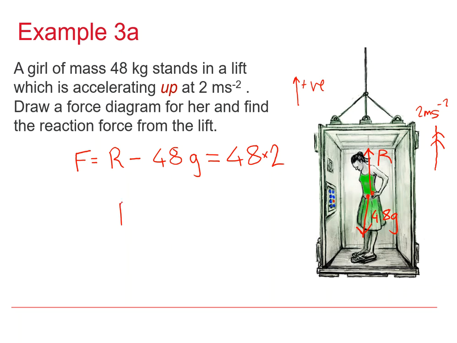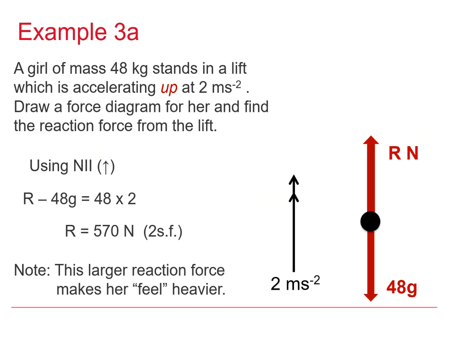So if I rearrange that, I'll see that R is equal to 48g plus 48 times 2. Now remember that g is equal to 9.8 meters per second squared. So now it's just a case of putting those numbers in. So 48 times 9.8 plus 48 times 2, and we get a result of 570 newtons.